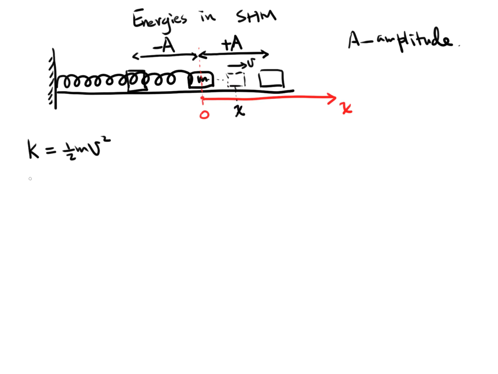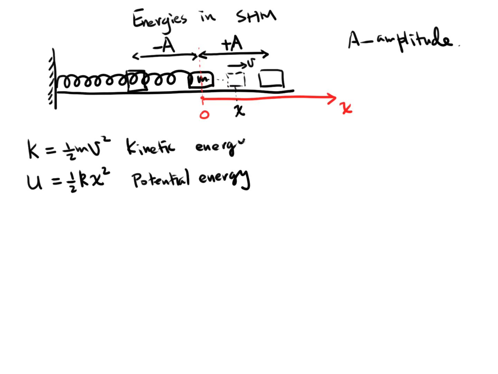Then it's going to have a potential energy for the spring system. So the spring is stretched by an amount x. Then it's going to have 1/2 kx squared. That's the potential energy of the spring. That's the kinetic energy of the mass.